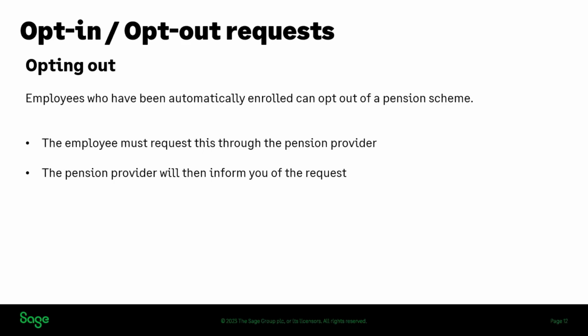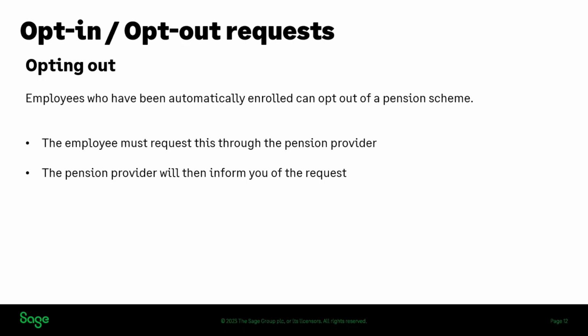Opting out is kind of the opposite. So for an employee who has been automatically enrolled, they can choose to opt out of that pension scheme. They don't have to stay in it. And if they do it within a month of their active membership, they are entitled to a refund of any contributions that they've made. Or if they opt out after a month from when they joined, they can still leave the scheme, but whether or not they get a refund would be down to the pension scheme rules.